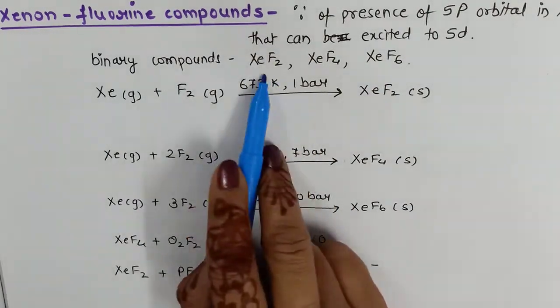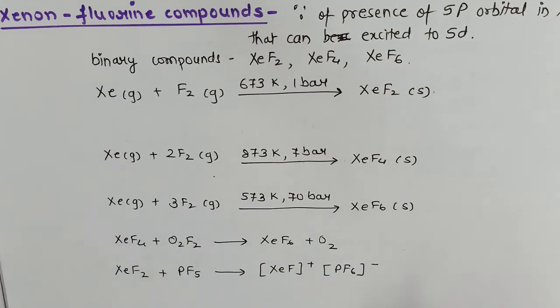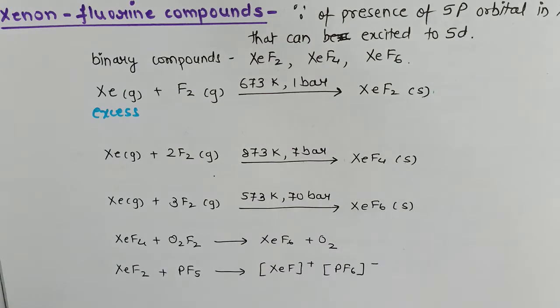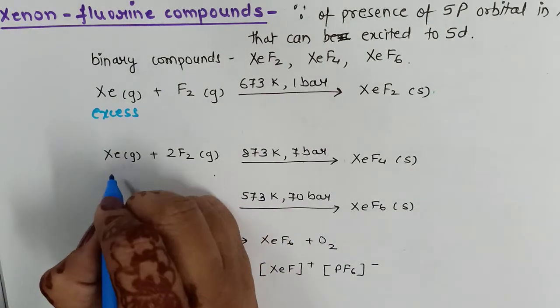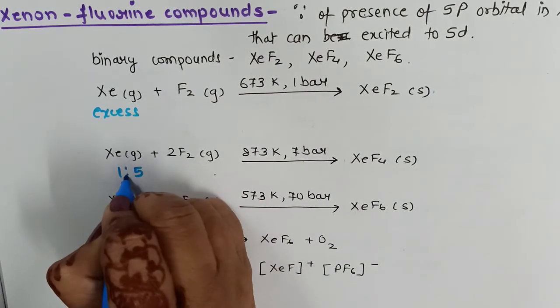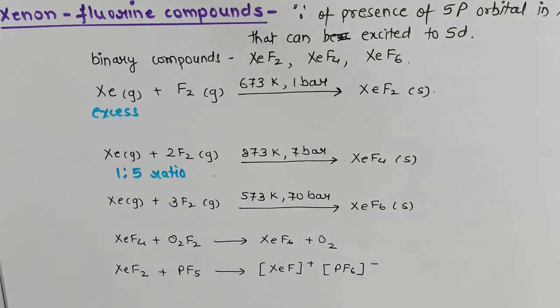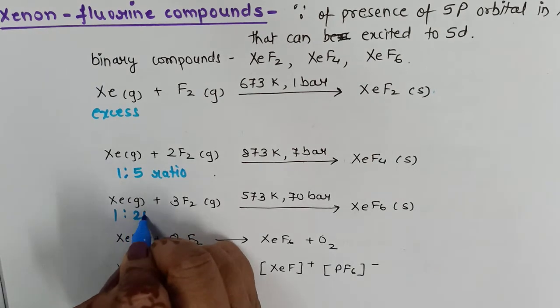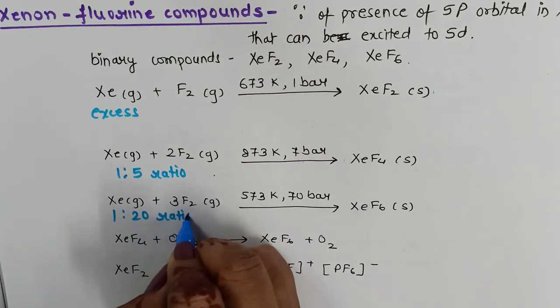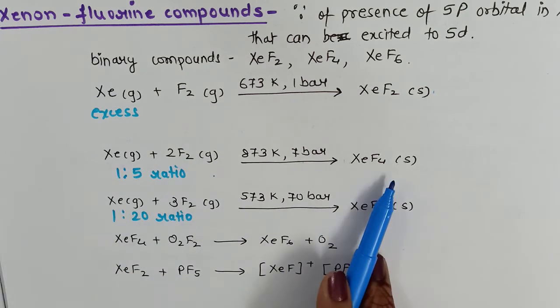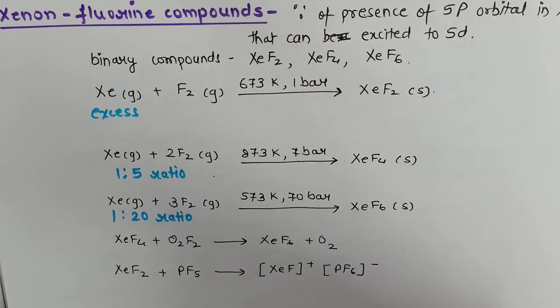Now we can prepare these compounds by various methods. If we are taking xenon in excess, then we get xenon difluoride. If we are taking the ratio of xenon and fluorine 1:5, then we get xenon tetrafluoride. And if we take excessive ratio of fluorine, that is 1:20, then we get xenon hexafluoride. So it's a very simple trick to remember these three reactions. If the fluorine is in excess, the number of fluorine in the product will be more.